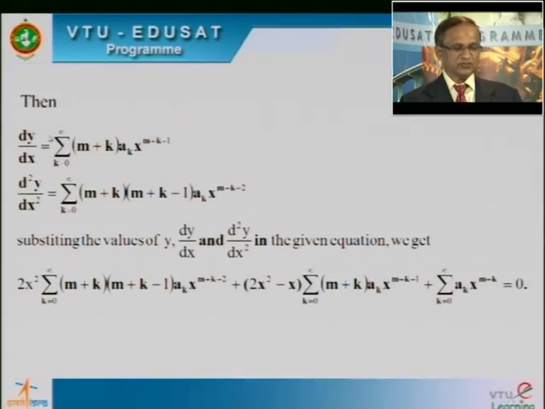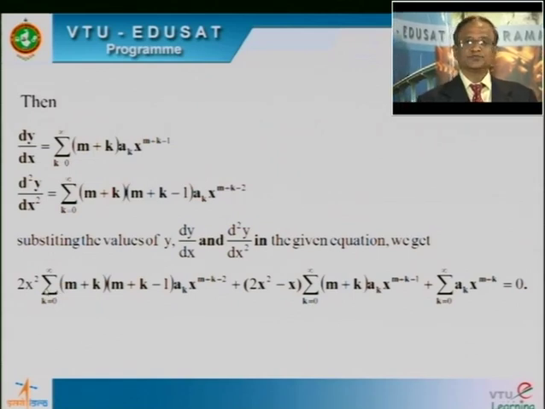So now I will substitute the value of y, the value of dy by dx, the value of d square y upon dx square in the given equation. I can obtain 2x square into d square y upon dx square. So what is the value of d square y upon dx square? This is the value of d square y upon dx square. You can substitute, plus 2x square minus x into dy by dx.